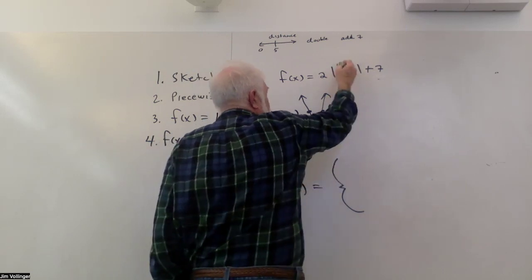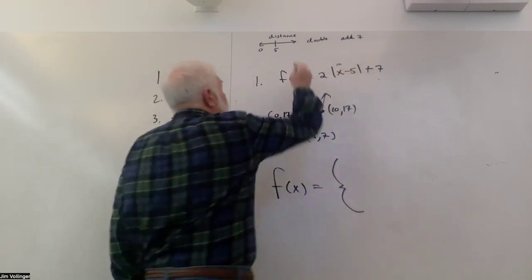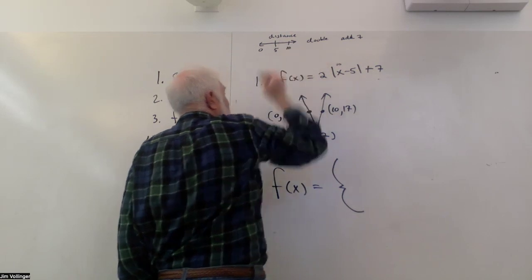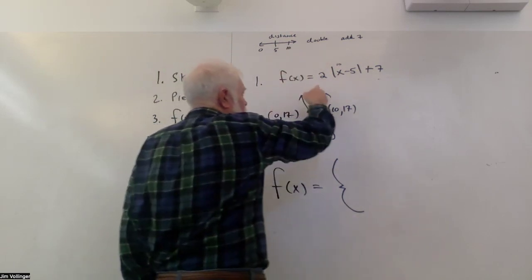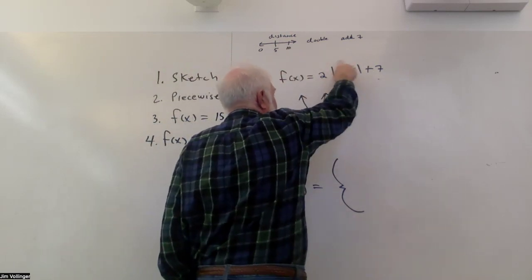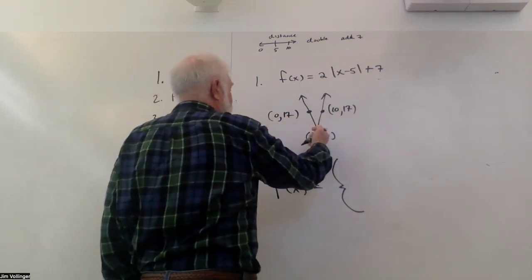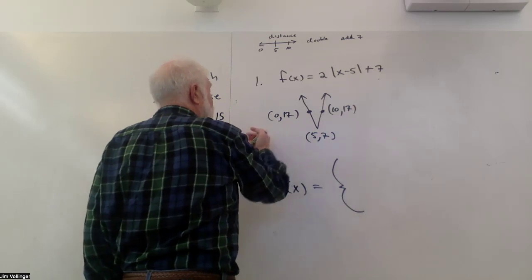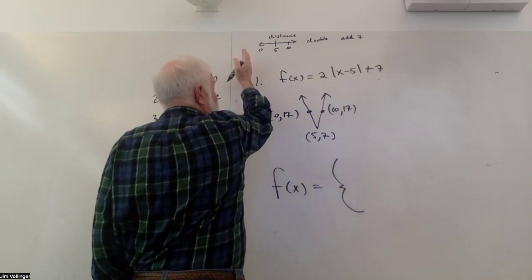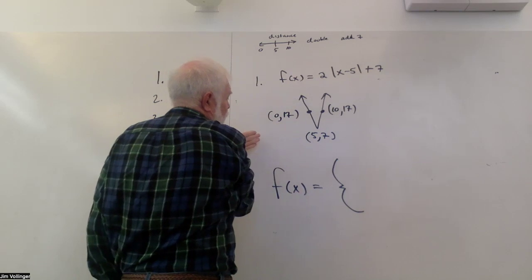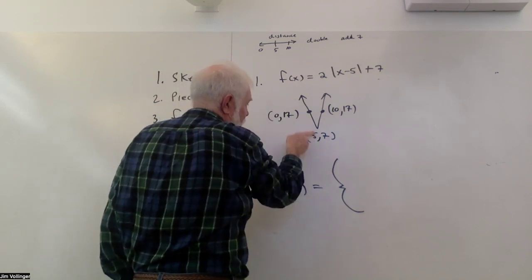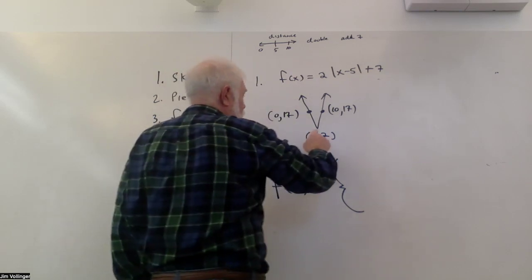Let's just try it. 10 minus 5. 10 is also 5 steps from 5 on the number line. Double 10 plus 7, 17. All right, nothing new there. Now these arrows simply mean as I move in the negative direction, my y values are going up, which implies that I move in the positive direction and come down. So this is one branch.